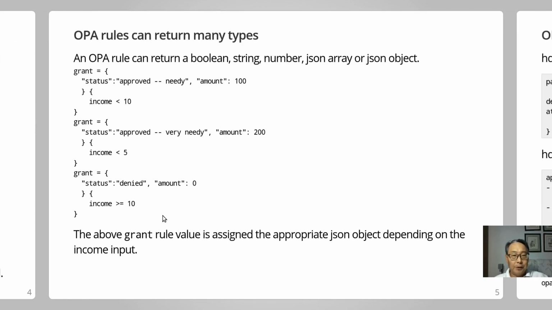The advantage of an OPA rule, Open Policy Agent rule, is it can return many different kinds of types. It can return Boolean, as we saw, a string, number, JSON array, or JSON object.